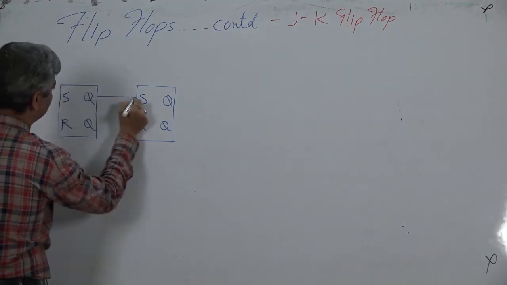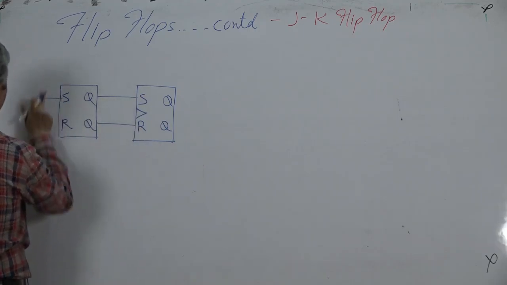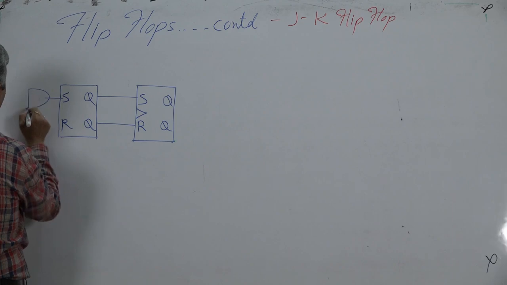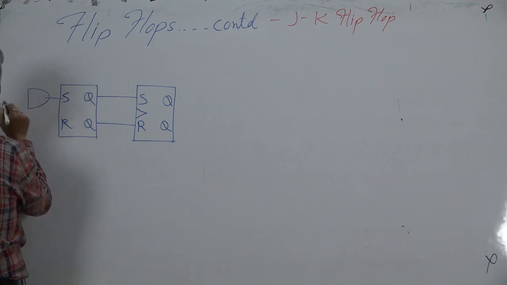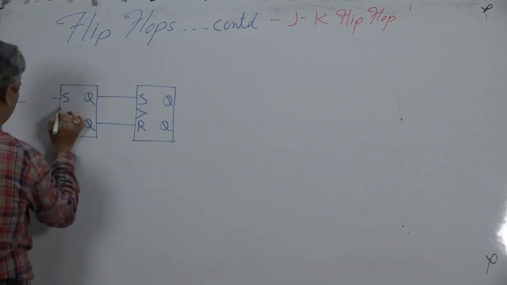Outputs of the master are fed to the slave directly, and here is a reverse feedback. The feedback is not coming from the master, but it is coming from the slave. This is also a clocked flip-flop.